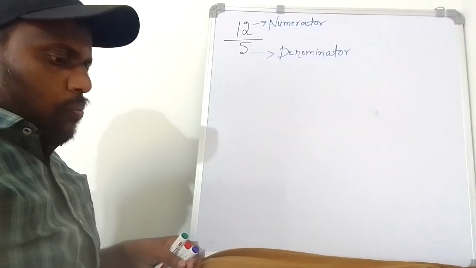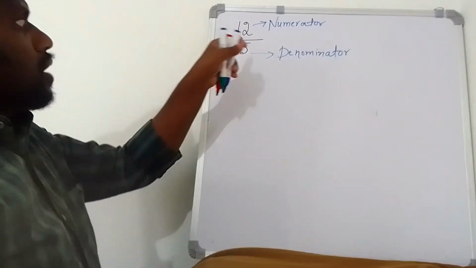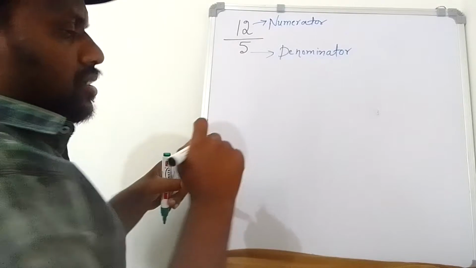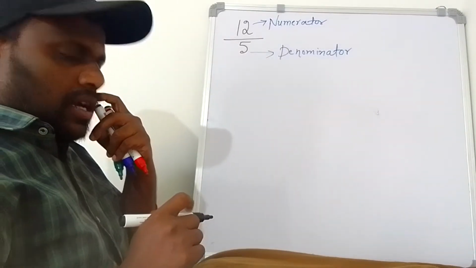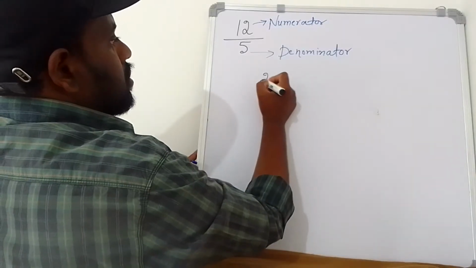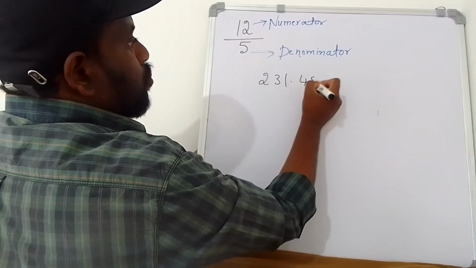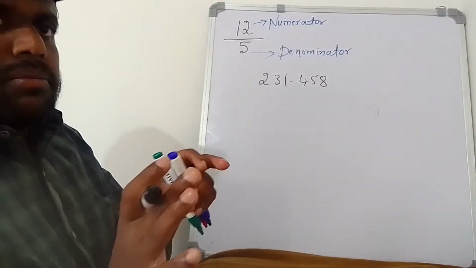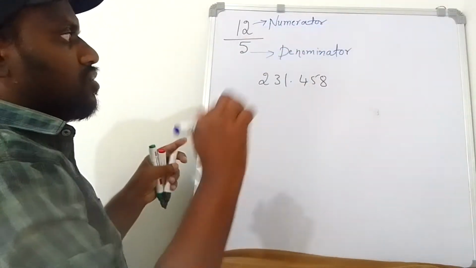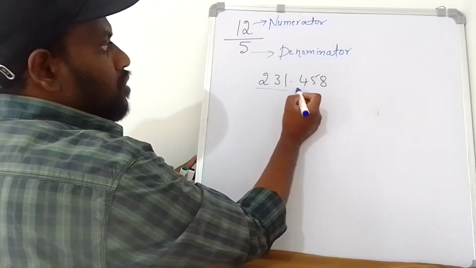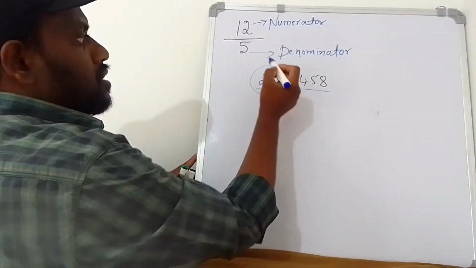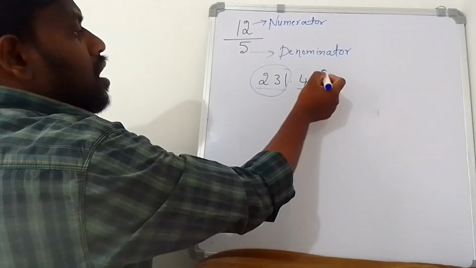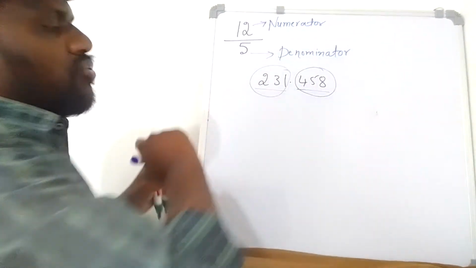Now, how to convert this fraction into a decimal number? Decimal number, for example, 231.458. This is called a decimal number. A decimal number consists of two parts. This part is called the whole number part, and this is called the fractional part.